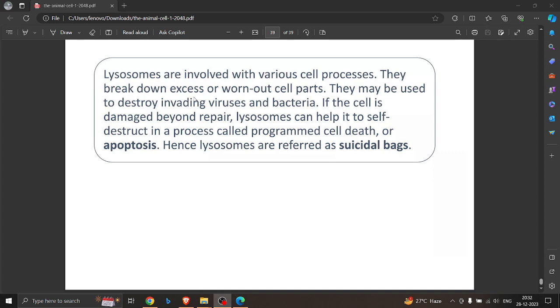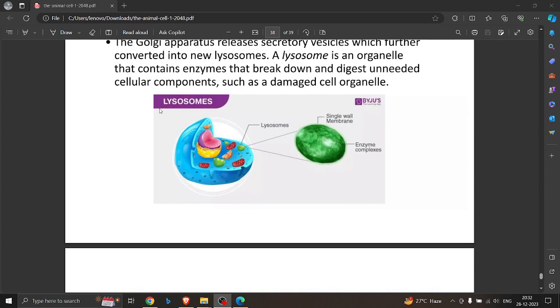So this is about the animal cell and different cell organelles.